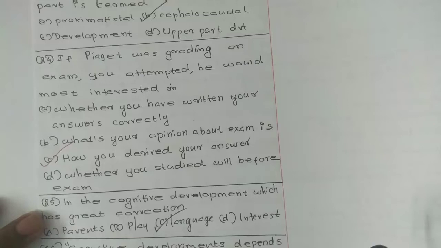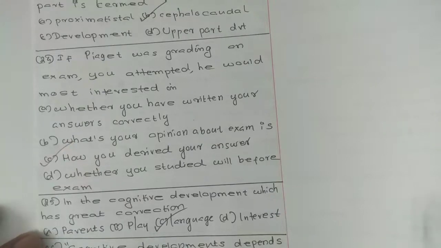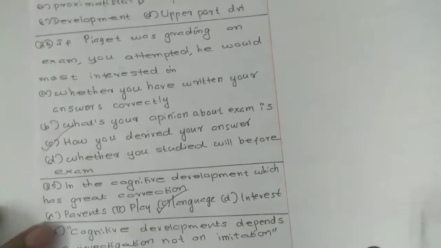If Piaget was grading an exam you attended, he would be most invested in: option A, whether you have written your answers correctly, option B, whether you studied well before the exam, option C, how you derived your answer. Option C is the correct answer.